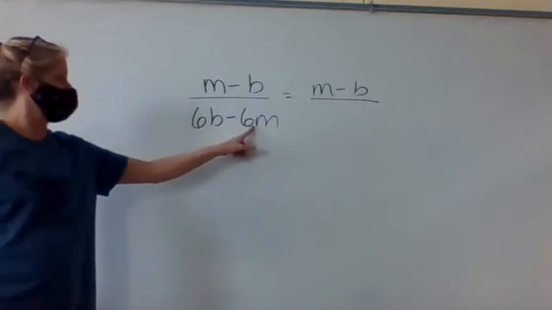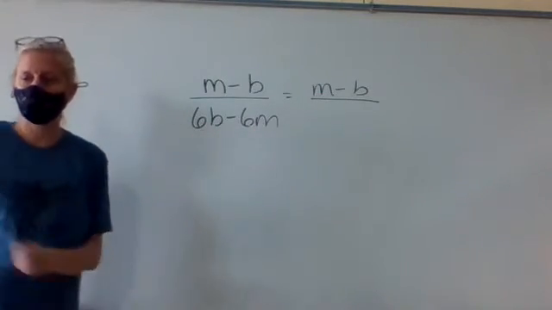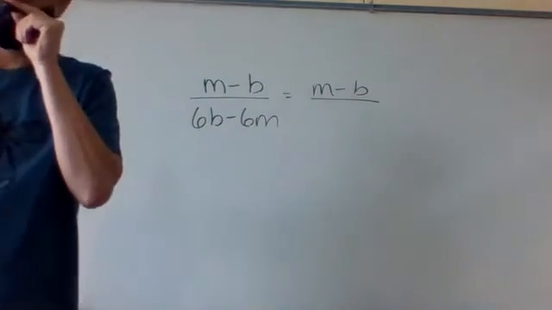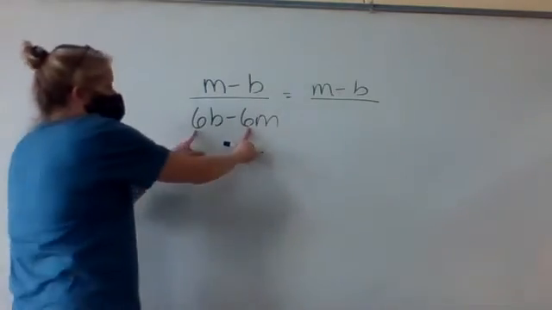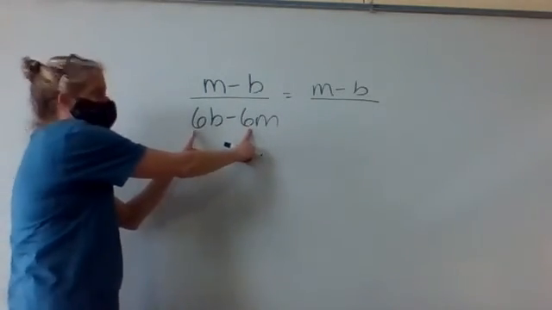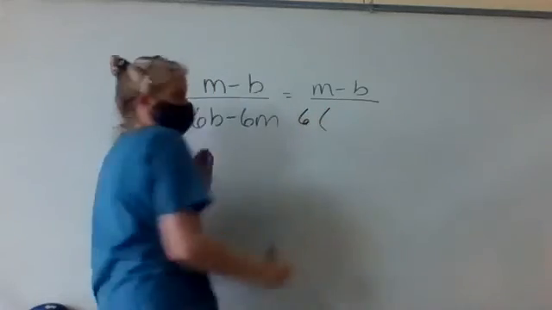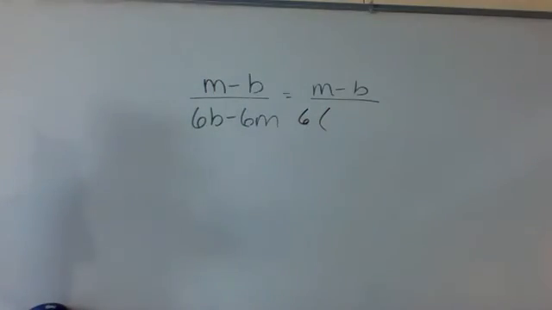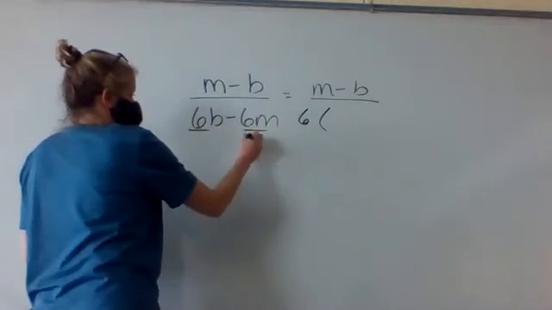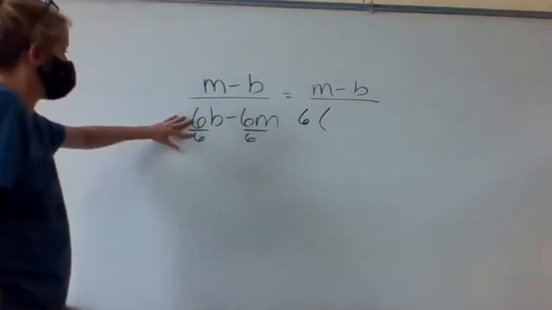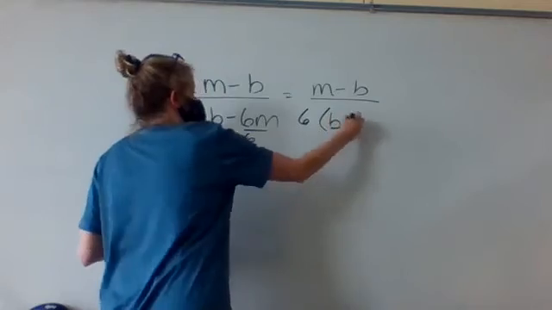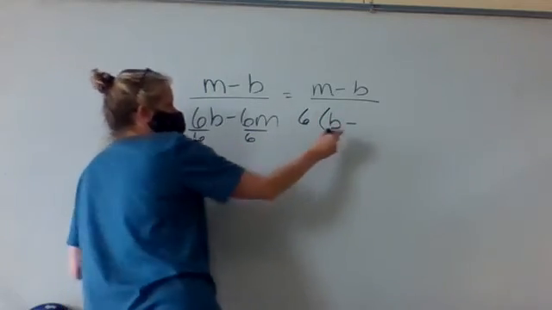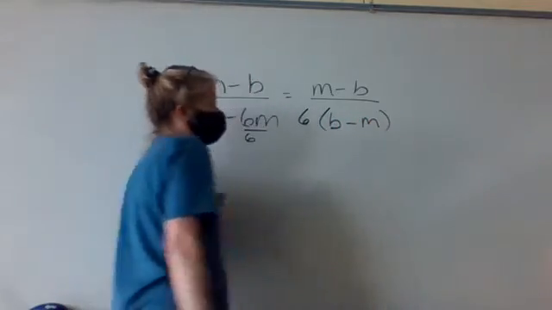But look at this one. This one has two terms. It's not a difference of squares, but these do have something in common: 6. So pull out the 6 and put in parentheses what's left. If I pull the 6 out of here, what's left? B. Minus, if I pull the 6 out of here, I'm left with M.